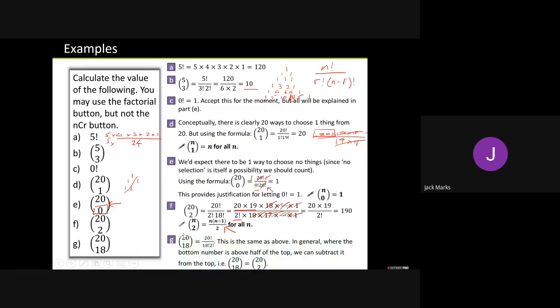20 choose 18. Well, compare 20 choose 18 with the denominator for 20 choose 2. And it's really the same thing. If r is 2, n minus r will be 18. If r is 18, 20 minus 18 will be 2. So this explains why Pascal's triangle is symmetrical.